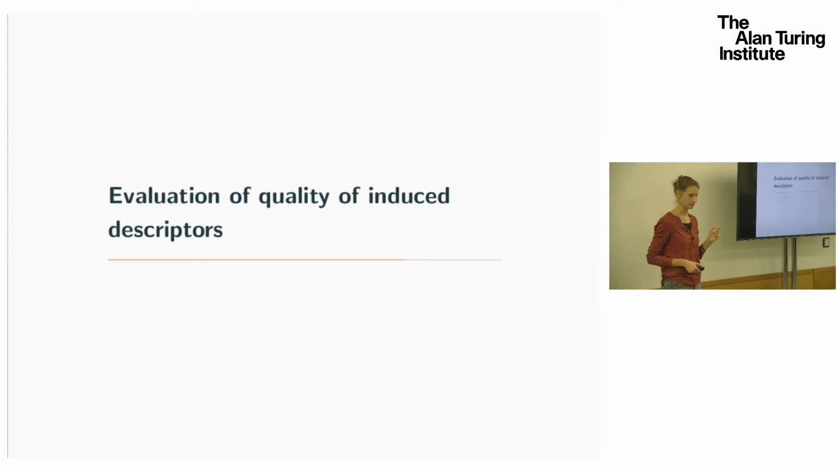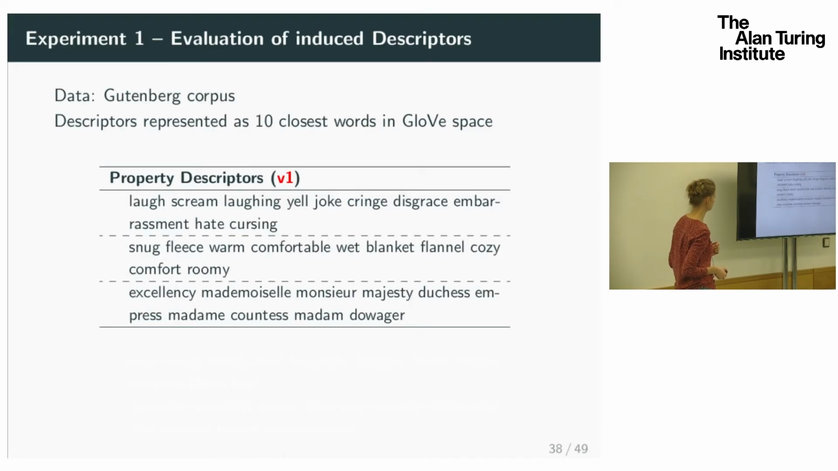So first, let's take a look at the property and relation descriptors that our model can actually learn. Here's some example output from the Project Gutenberg corpus, and we represent each of the descriptors as the 10 closest words in the word embedding GloVe space. And here are some property descriptors that we learn for individual characters. So we learn a kind of happiness emotion cluster. We learn a being comfortable or cozy cluster and a title cluster. And all of these refer to aspects of individual characters, right? Rather than things that happen between characters.